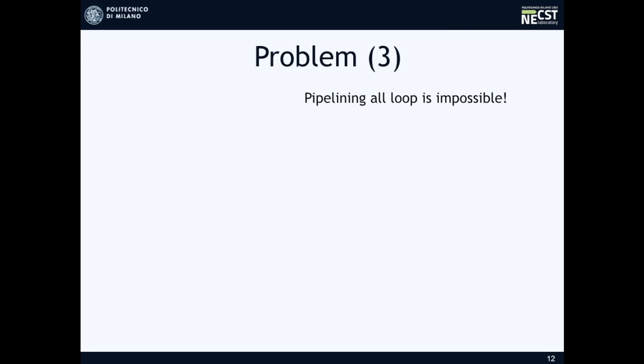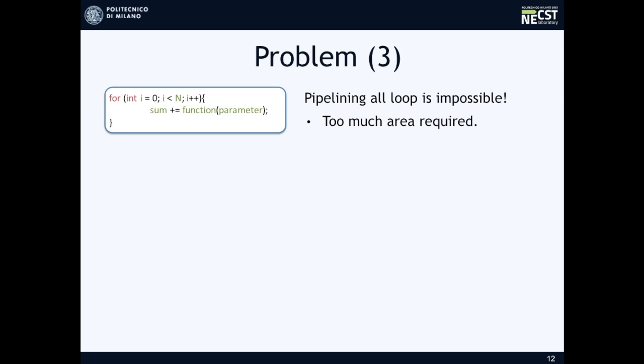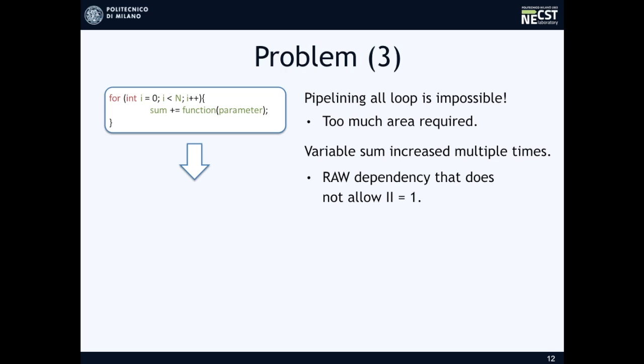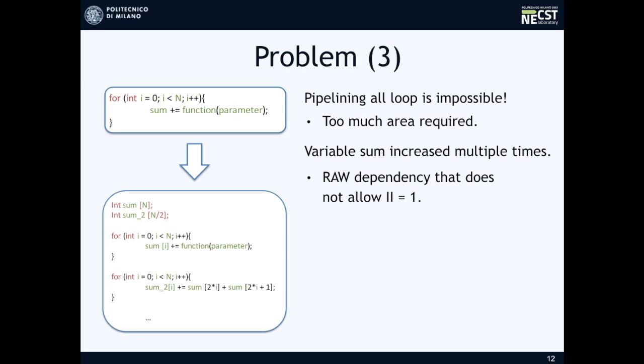Let's start from the consideration that pipelining all the loop is impossible, as too much area would be required. Considering the picture showed in the slide, the variable sum is increased multiple times, and this introduces a read after write dependency that does not allow an initiation interval equal to 1, but rewriting the code as described in the picture, we are able to store the intermediate result of the computation in a different cell of an array, so that there is no dependency and the loop can produce one result each clock cycle.